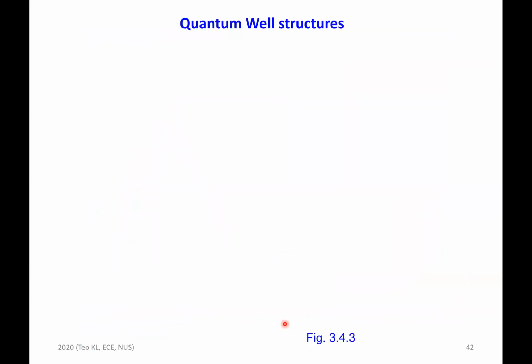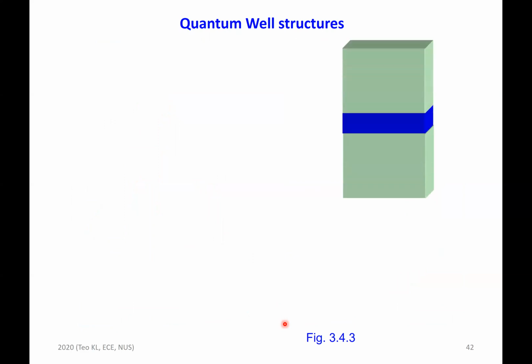So let us look at the quantum well structure. Let's say we have aluminum gallium arsenide, gallium arsenide, and then aluminum gallium arsenide again. This is a type 1 quantum well structure, where the gallium arsenide, with its smaller band gap, is sandwiched between two large band gap semiconductors.